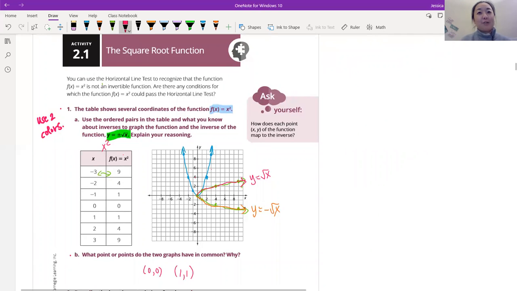All right, so this is going to be this right over here. So this would be, x would be 9. So this would be my x, and this would be my y, if I'm talking about inverse, right? So 9, -3. That's why we have that point right there. And what 2 points do we have in common? And we noticed that it was 0, 0, and 1, 1.